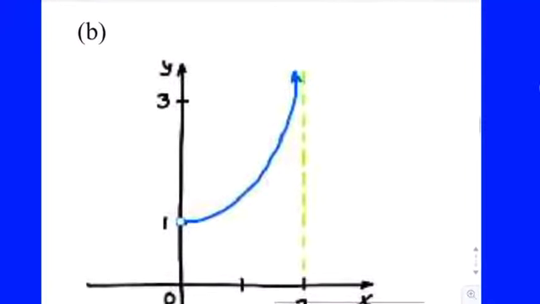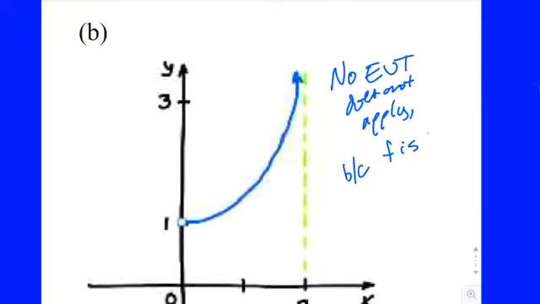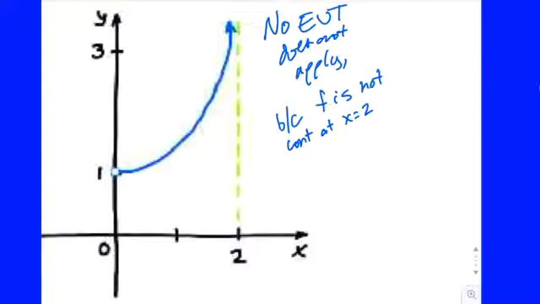No, it doesn't. EVT does not apply. And because what? F is not continuous at x equals what? 2. That's enough, right? It's neither continuous at 0, but it's just enough that it's at 2. Either one. Both endpoints are out.